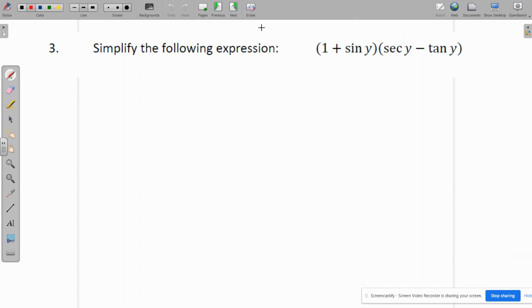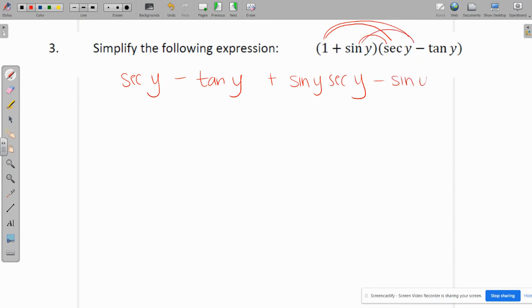Again, simplify. And again, I see a binomial times a binomial. So for me, what I'm planning on doing is FOILing it out again. So we would have the secant of y, 1 times negative tangent, that's minus the tangent of y, sine y times secant y, so plus sine y secant y, and then sine y times negative tangent y, so minus sine y tangent y. Order of operations says we multiply before we add or subtract.